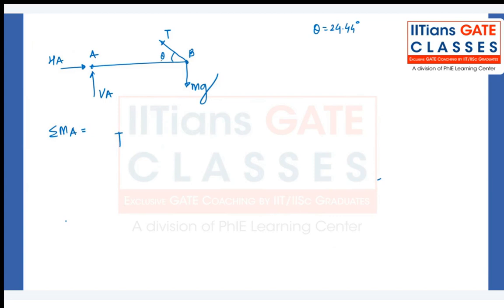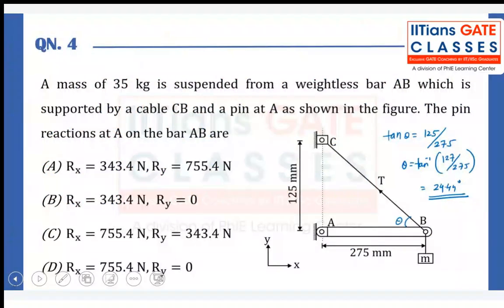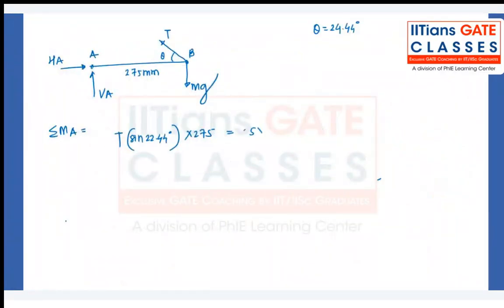T cos component of the tension is horizontal component, which will not create any moment at point A. However, the vertical component is T sine of 24.44 degrees, creates a moment because it is at a 275 mm distance. So you multiply by 275 mm, that has to be equal to the clockwise moment created by the weight, which is mg. Mass is 35 kg.